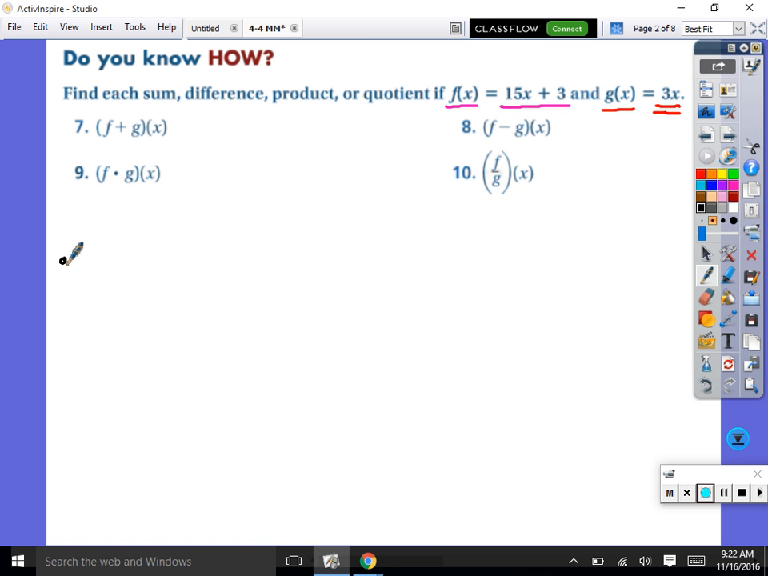I'm going to do it down here so I have more room to write. So I'm doing number 7. You'll rewrite that as f of x plus g of x. So we're going to be adding up the two functions. So now let's go ahead and put in what is f of x.